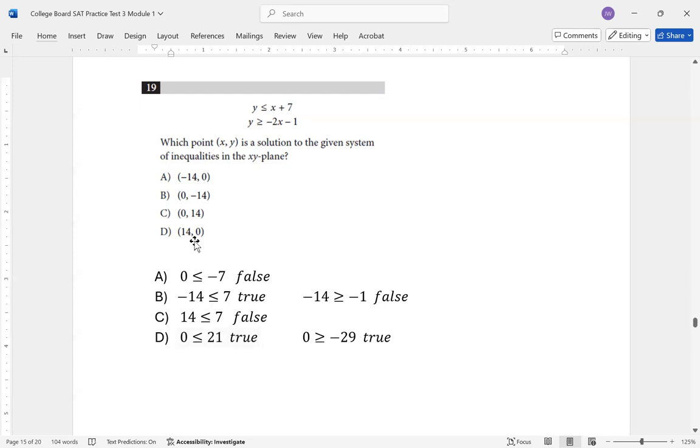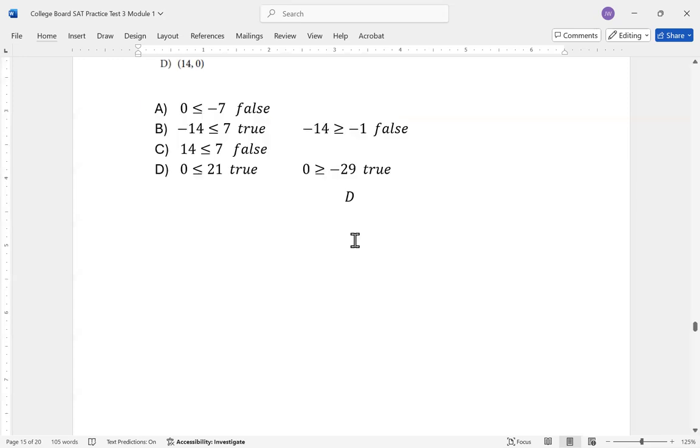So since plugging in that point gives me a true statement in both inequalities, D is the final answer. D, 14, 0 is a solution to the given system of inequalities. So D is the answer to question 19.